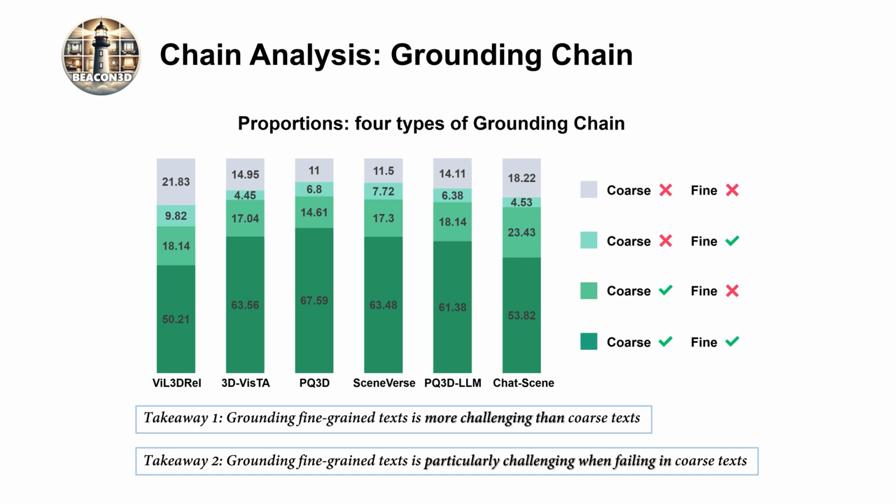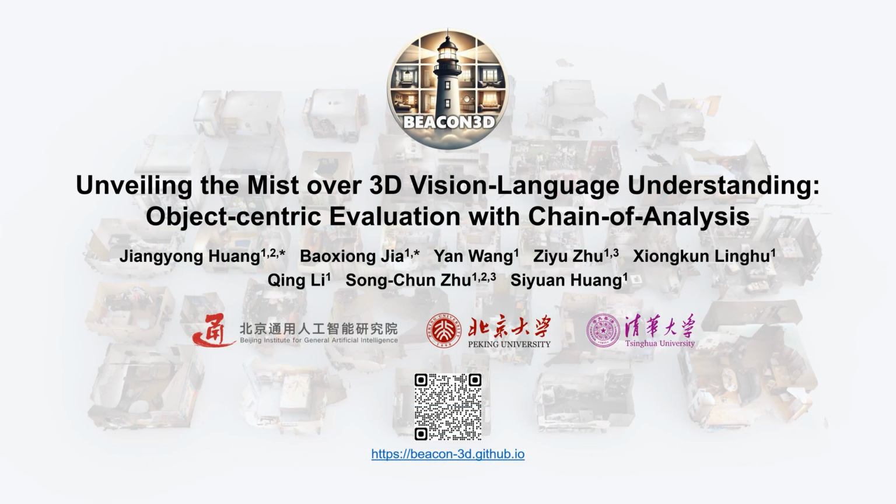Given that grounding fine-grained text is crucial to guarantee solid QA performance, our chain analysis suggests the need to improve 3D vision language models in complex text grounding and grounding-QA coherence. Thanks for your attention. We proposed a novel benchmark, Beacon3D, for 3D vision language understanding. We hope Beacon3D could benefit the 3D vision language community towards faithful developments.